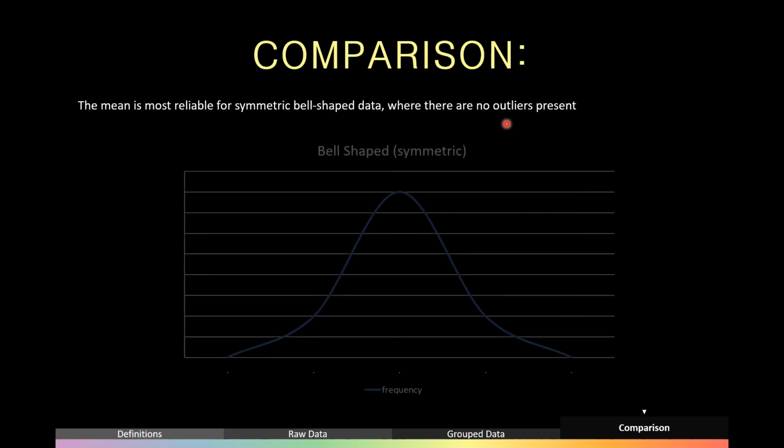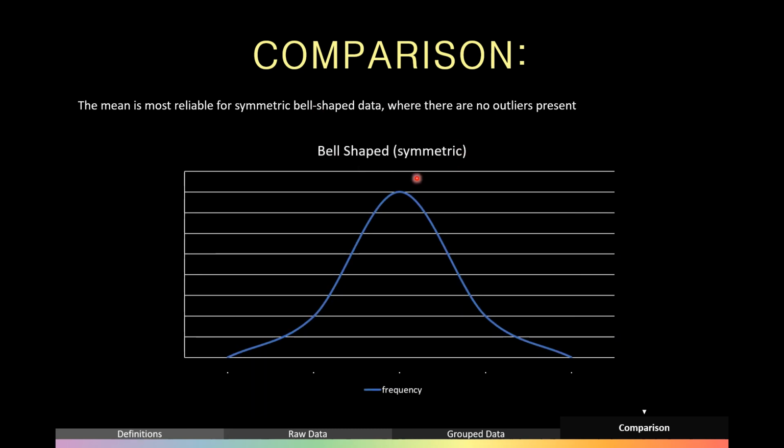Okay, so this is what a bell shape or symmetric data set would look like. You can see it's appropriately named because it's the shape of a bell. And we say symmetric because if you had to draw a line down the middle, it looks like a mirror image on either side. So for bell-shaped data, our mean would lie somewhere down the middle. And we say that for bell-shaped data, the mean is most reliable.